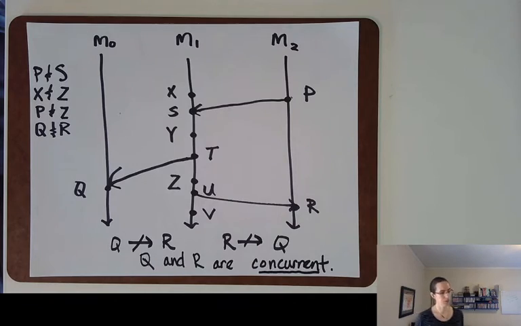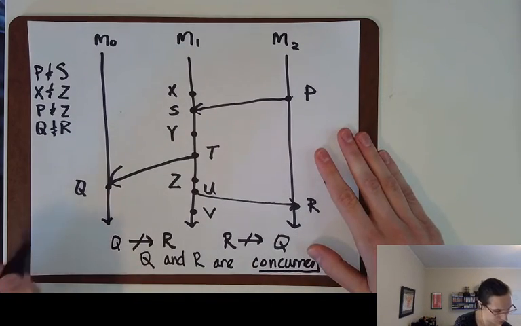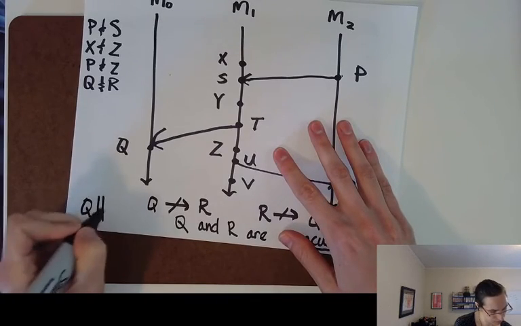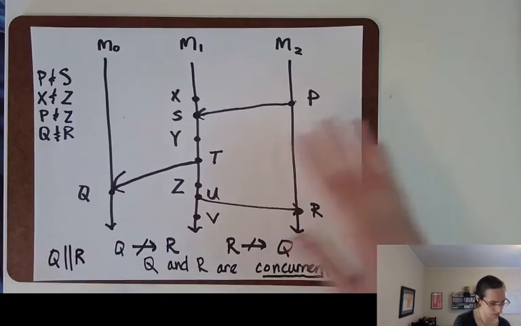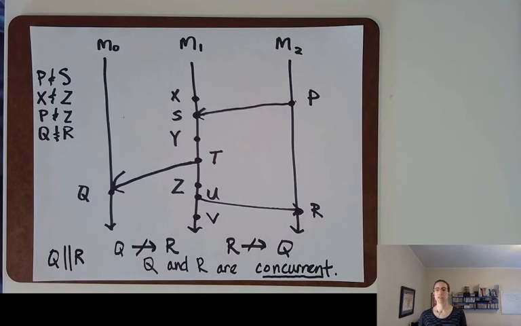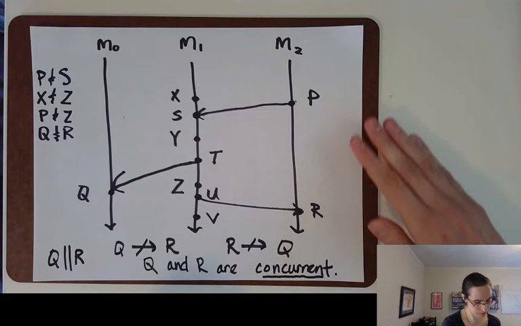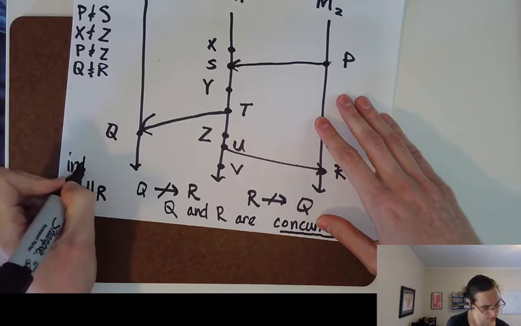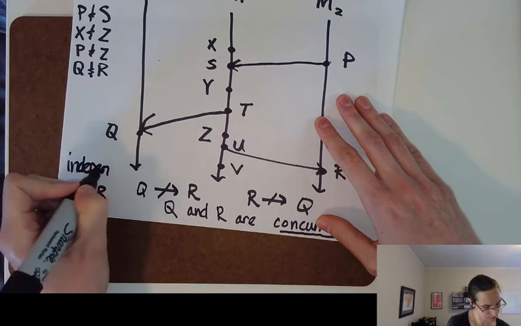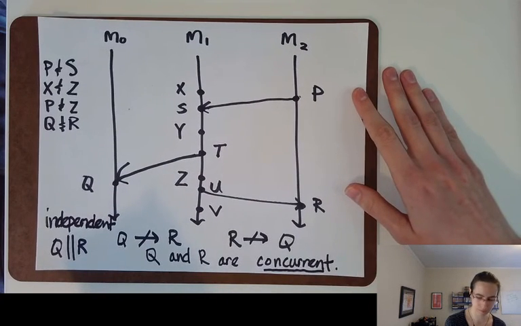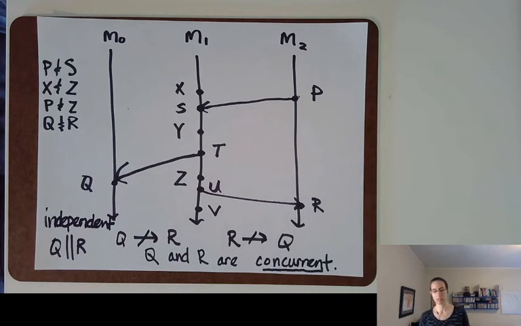And another way that's written is to put a double line between them. So sometimes people write it like this. And another word we use to describe it when they're concurrent is we say that they're independent. Questions about this?